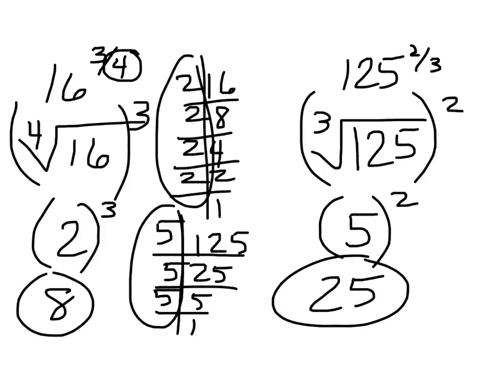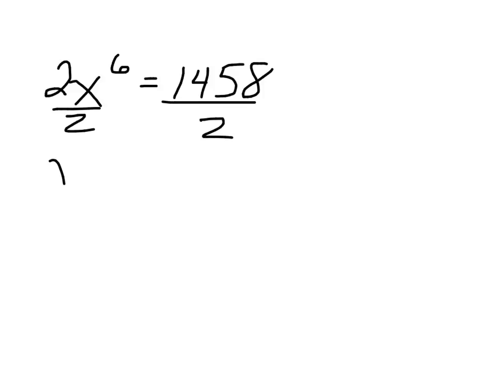Number 4 has 2x to the 6th equals 1458. Now this goes back to how to solve basic equations. When you solve an equation, the first thing you got to get rid of is any adding and subtracting. Is there any adding and subtracting in this problem? No. The second thing you got to get rid of is multiplying and dividing. Is there any multiplying and dividing in the problem? Yes. How do I get rid of it? Divide both sides by 2. That gives me x to the 6th equals 729.